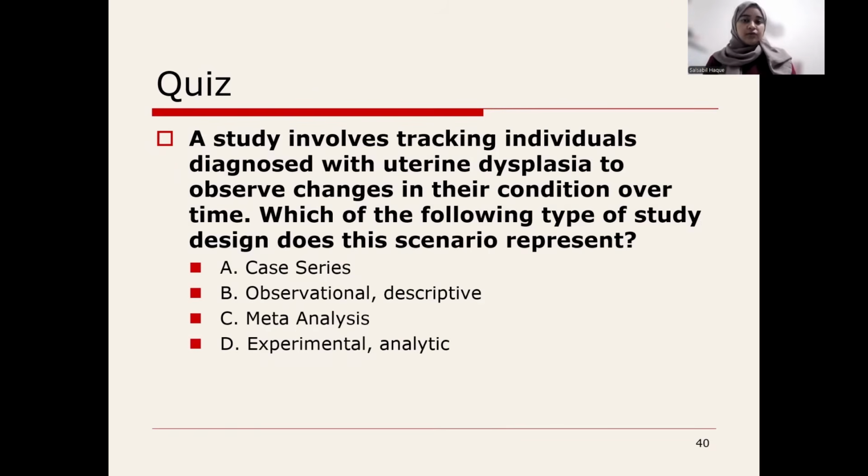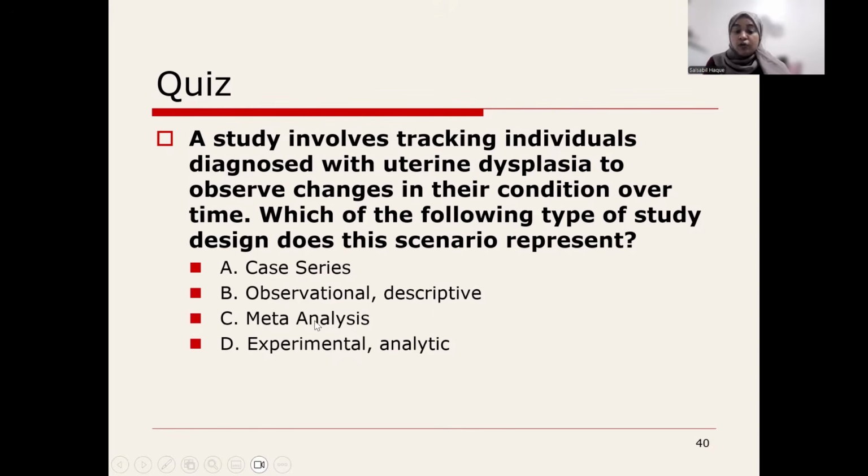Okay, so a study involves tracking individuals diagnosed with uterine dysplasia to observe changes in their condition over time. Which of the following types of study design does this scenario represent? So this is going to be case series. Anytime you see the word individuals, the top choice in your mind should be case report or case series. So here, since it's a bunch of individuals with uterine dysplasia, then it has to be case series. It's always going to be something very unique, a unique disease, and something that has to do with individuals or one individual.